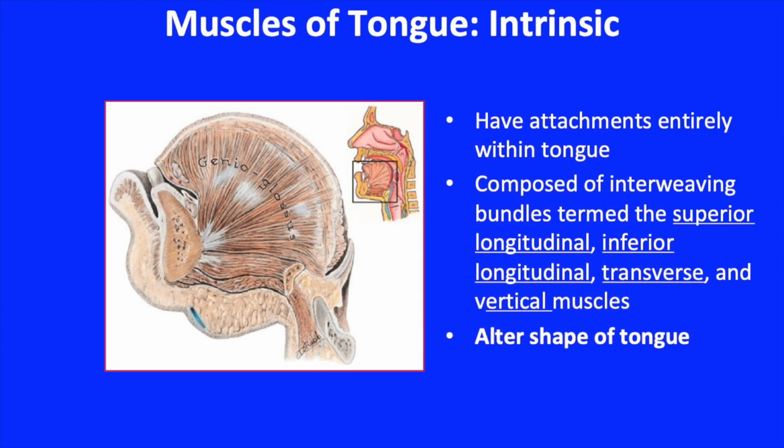If we have extrinsic muscles, we must also have intrinsic muscles, and these are all within the tongue itself. These are the ones that alter the shape of the tongue. For example, if you can curl your tongue, which, by the way, not everyone can. It is genetically pre-programmed.